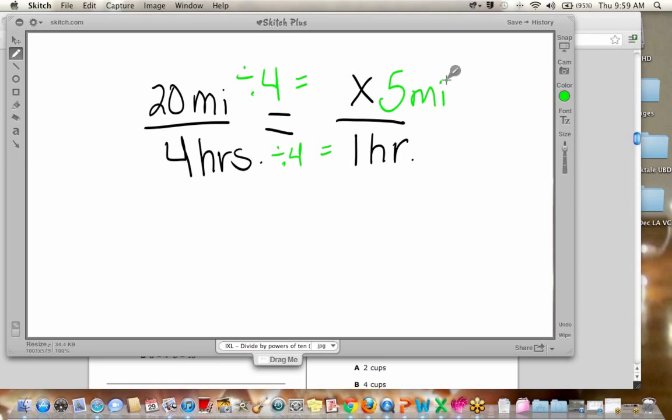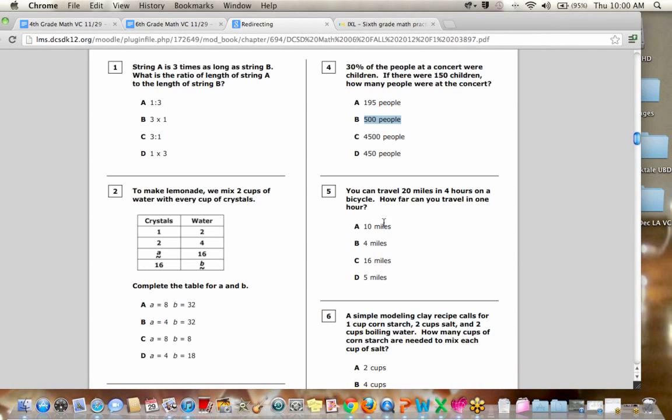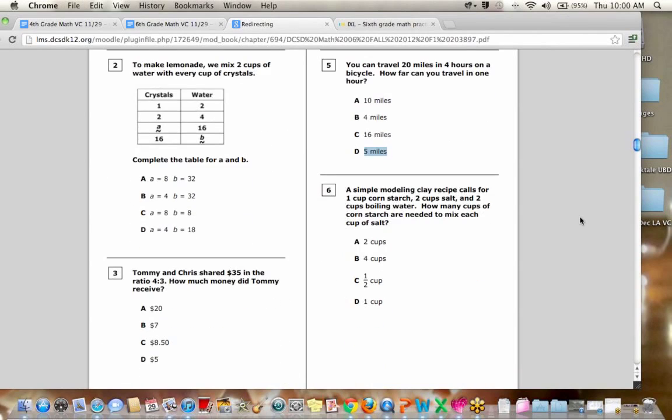And if working backwards and multiplication is easier for you, you can check your work. 5 times 4 is 20. 1 times 4 is 4. So your ratio is balanced. So let's see, 5 miles. Here it is. There's your answer. Okay. Am I going too fast for anyone? No? Okay, well, here we are at number 6.